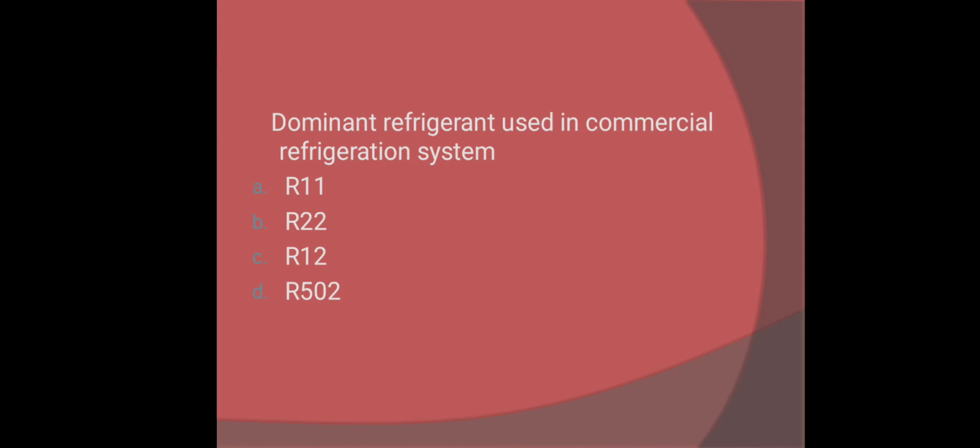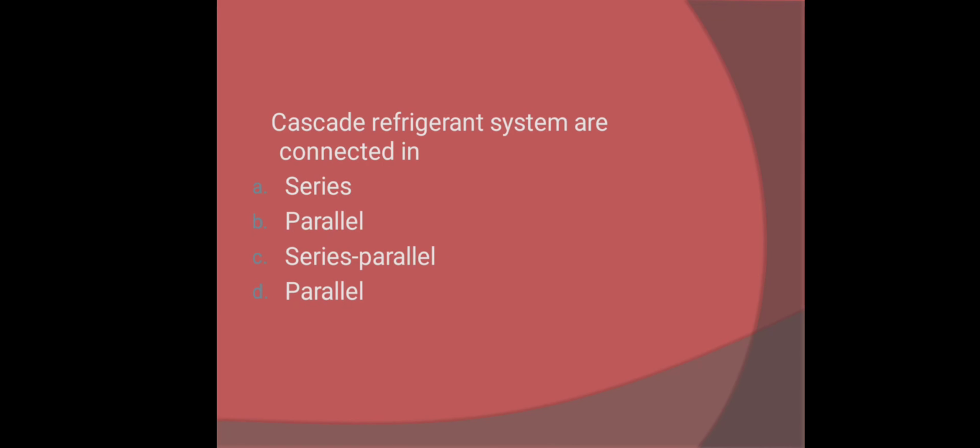Dominant refrigerant used in commercial refrigeration system. Again, dominant na ginagamit sa commercial refrigeration system. Sagot natin yan ay R502, letter D. Next, cascade refrigerant system are connected in blank. Sagot natin yan ay series, letter A.